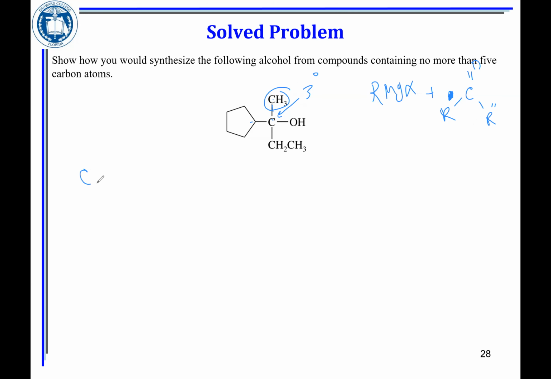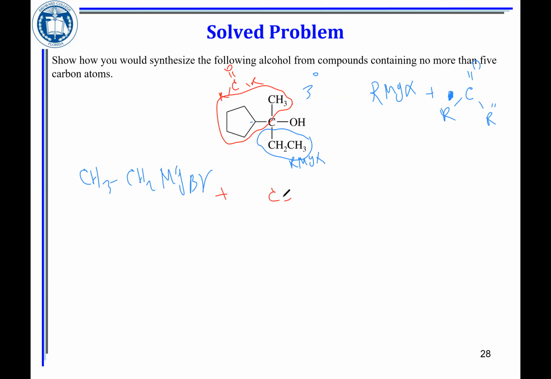So let's say we start with CH3CH2MgBr as a Grignard, that means I'm taking the ethyl group, this group coming from RMgX, and as a result, the other two should come from the ketone. So basically, one of these is going to be the R, the other one would be the R prime, and the other one would be the R double prime. So I have the CH3 and the cyclopentyl group that is attached.